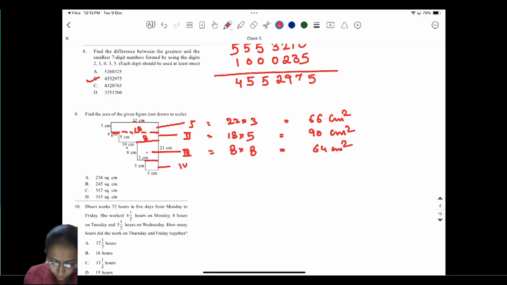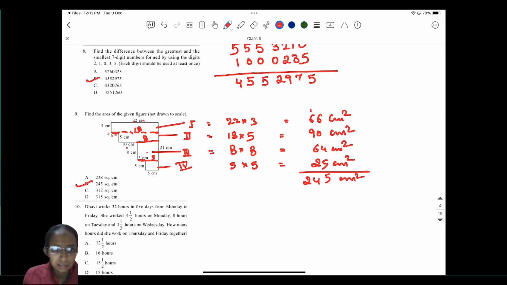And lastly, this fourth one, you have to again subtract this 3. So length will be 5 and breadth is again 5. So this is 25. So the total area is the sum of all these numbers. That means 15, 10, 22, 45 centimeters square. B is my correct answer.